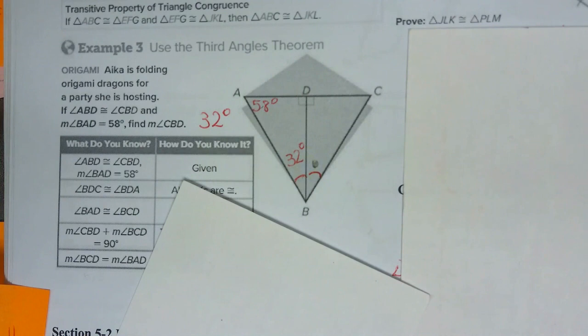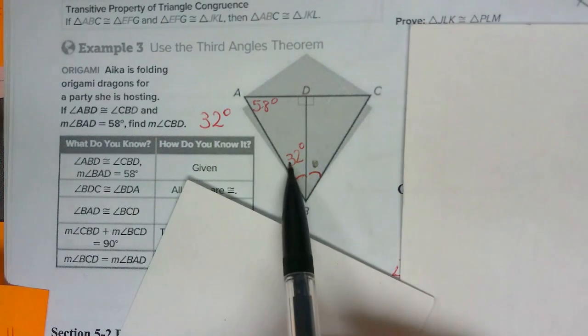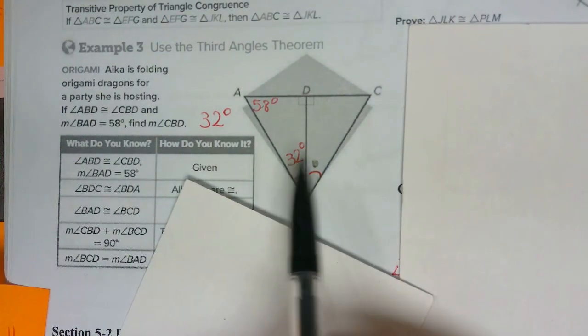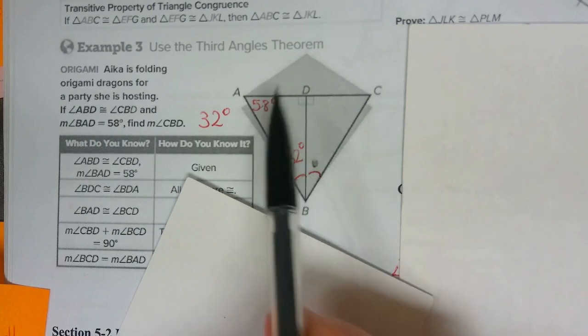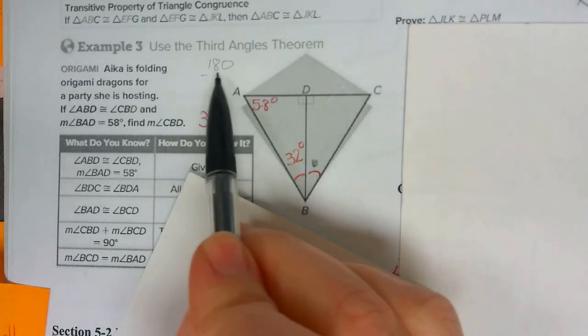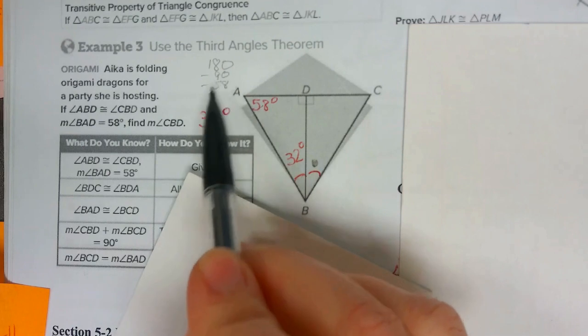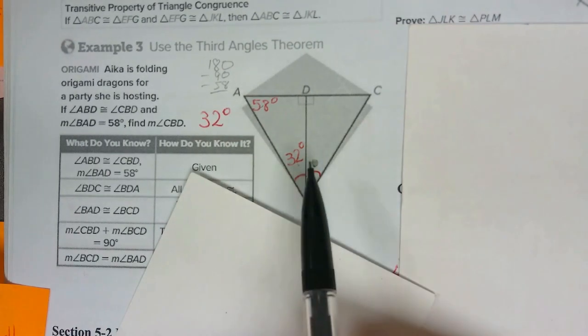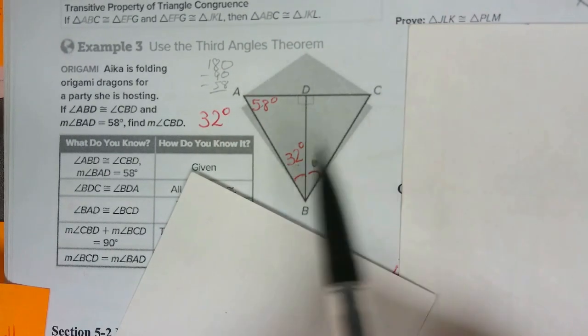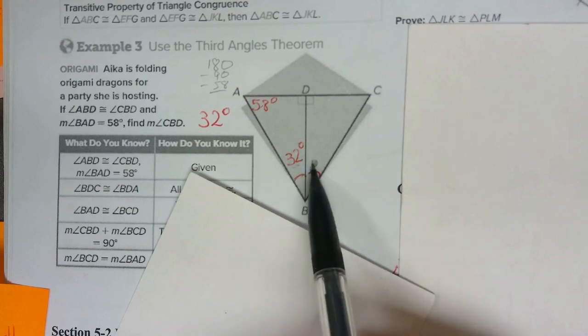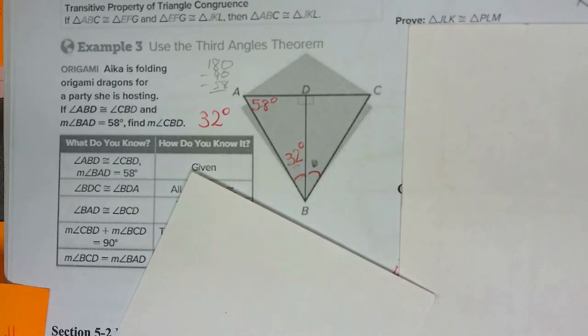So it's kind of similar to what we already did in the past. I would find this third angle, so start by finding things I can find out. So take 180, subtract away 90, subtract away your 58, and that's going to give you your third angle. And then third angles theorem, or also these two are already congruent, those two would have to be equal to each other. So that's why it's 32.